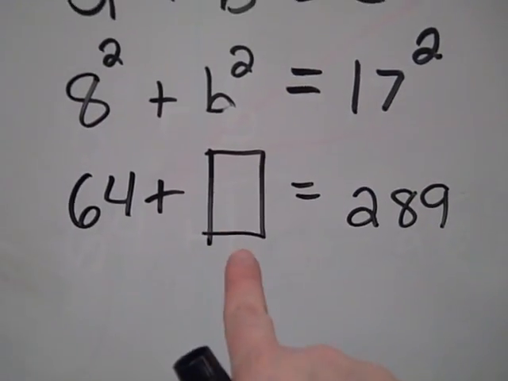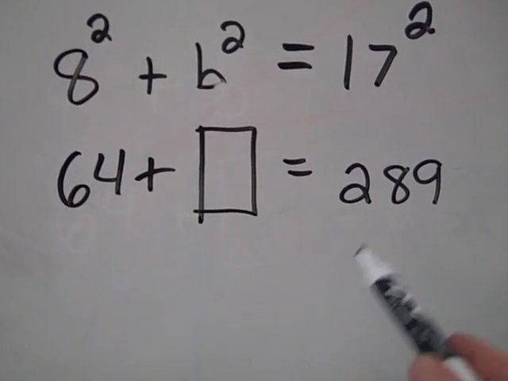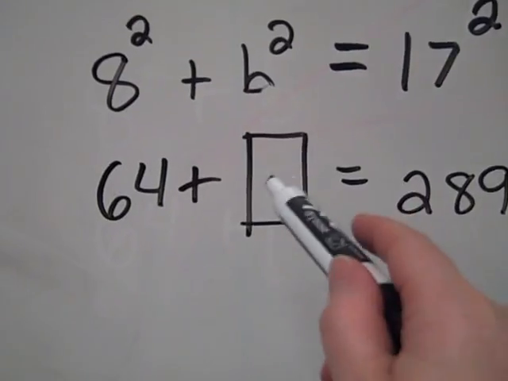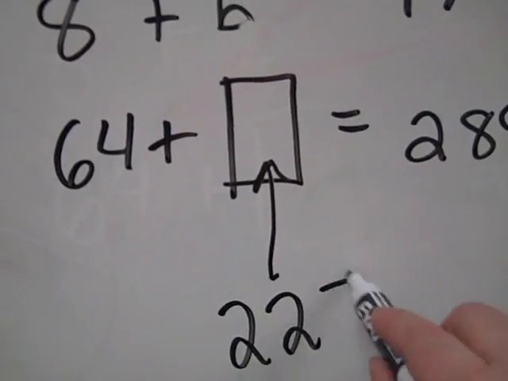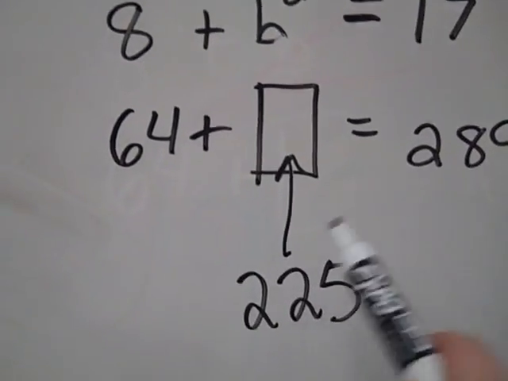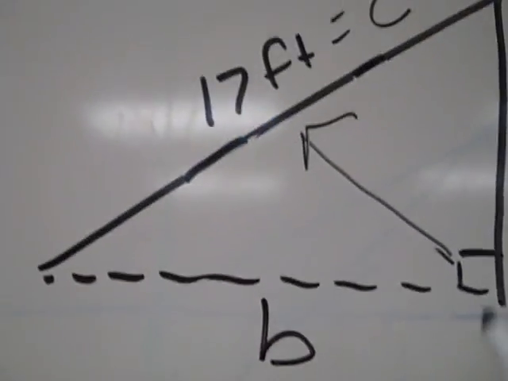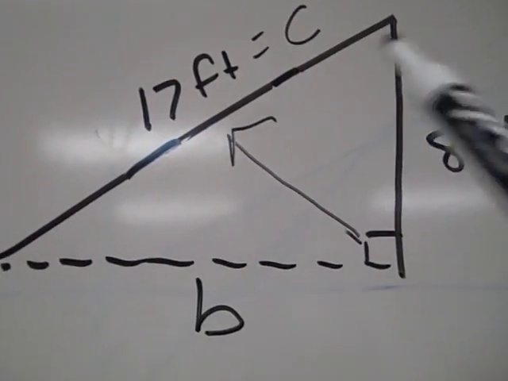64 plus something gets me 289. To figure that something out, I'm going to subtract those two numbers. All right? And this something turns out to be 225. 64 plus 225 gets me 289. Clearly, this length cannot be 225 feet. That just would not make a triangle.